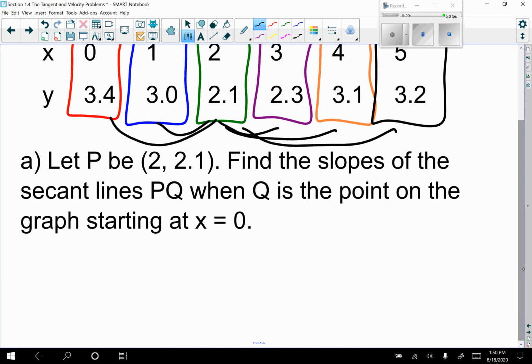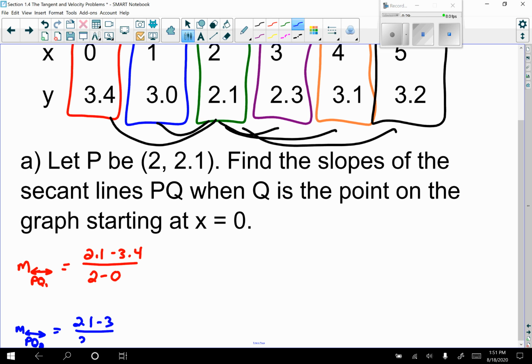So go ahead and take your time. I'm just going to write this out as the slope from, let's say, PQ1. Since P is to the right of this, I'll just go ahead and write this out as 2.1 minus 3.4 over 2 minus 0. Next we'll have the slope from P to Q2. So this will become 2.1 minus 3 over 2 minus 1, and then so on.